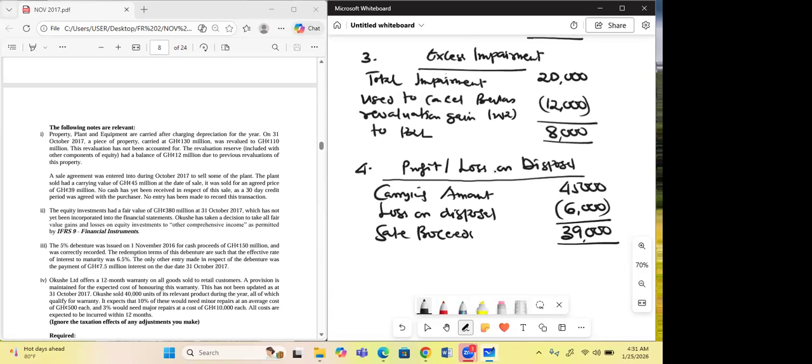6,000. And they say no cash has been received in respect of this sale, but a 30-day credit period has been agreed with the purchaser. No entry has been made for this transaction. So since the sale was on credit, it will affect our receivables, right? Yes, sir. So go to receivables.